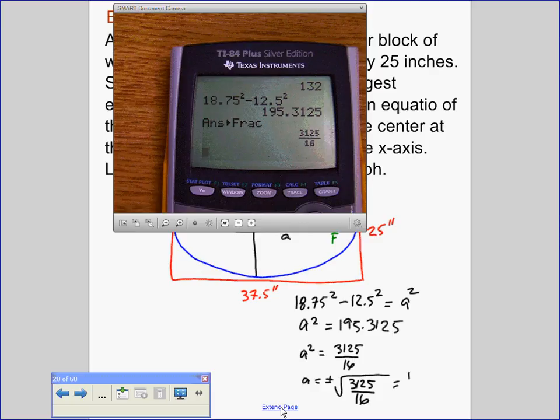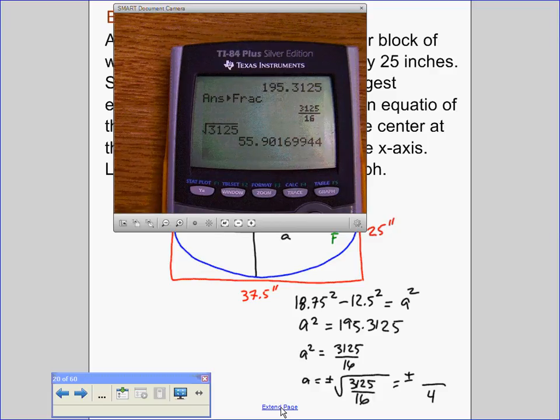And that's going to be equal to, we know the square root of 16 is 4. And then let's do the square root of 3125, and we get about 55. So we might just want to leave that as the square root of 3125 to keep it a little nicer. So the key is that this A squared is this, or A is plus or minus square root of 3125 over 4.